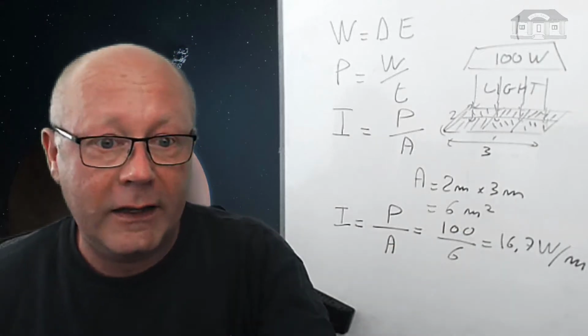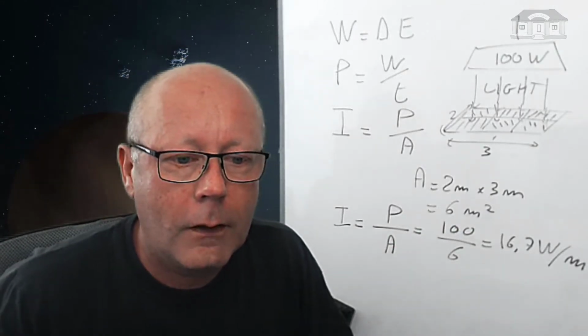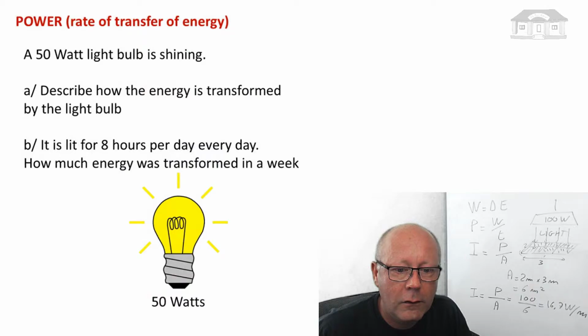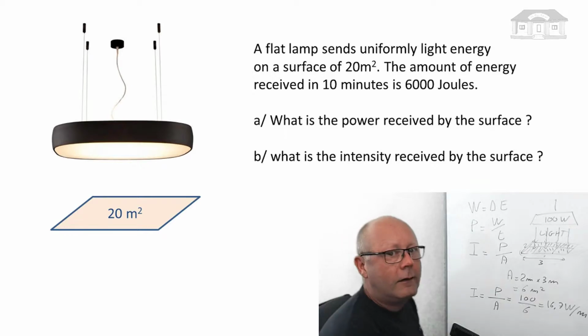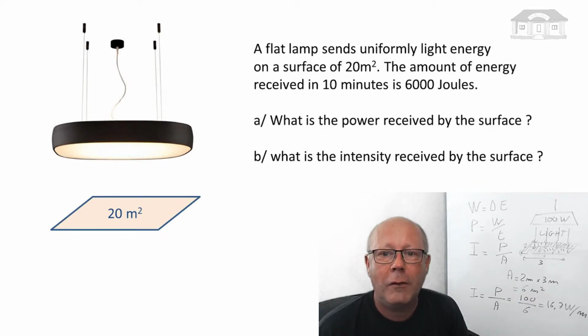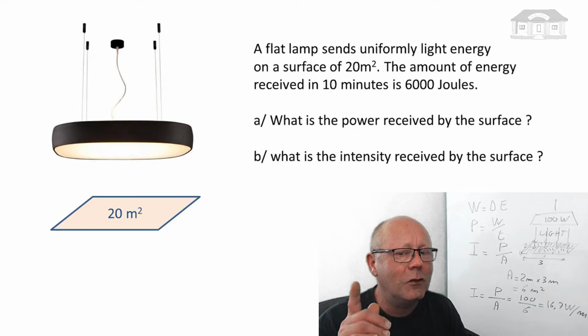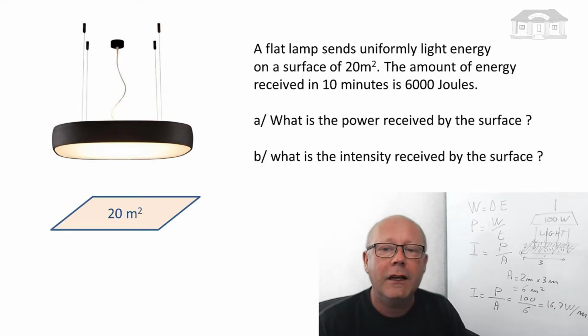So let's illustrate this with an exercise. So let me choose it. Yeah, this one seems good. A flat lamp sends light energy uniformly on a surface of 20 square meters. The amount of energy received in 10 minutes, be careful, it's minutes, not seconds, 10 minutes, is 6,000 joules. What is the power received by the surface? And then, what is the intensity received by the surface? So, pause the video, try to do it by yourself first.